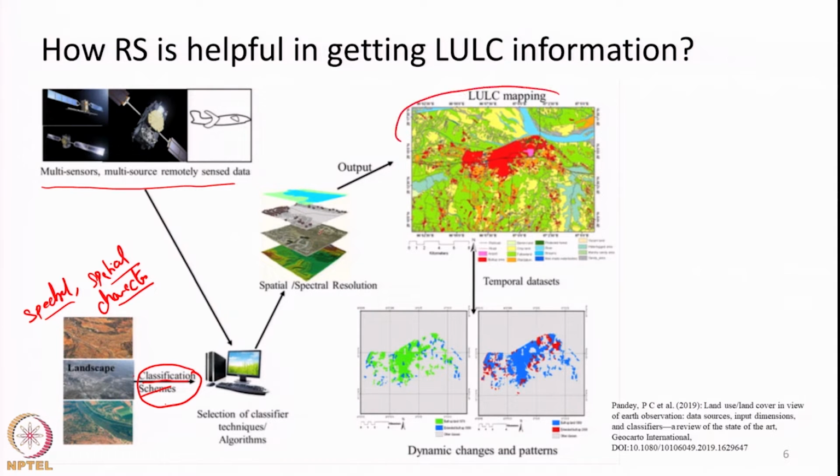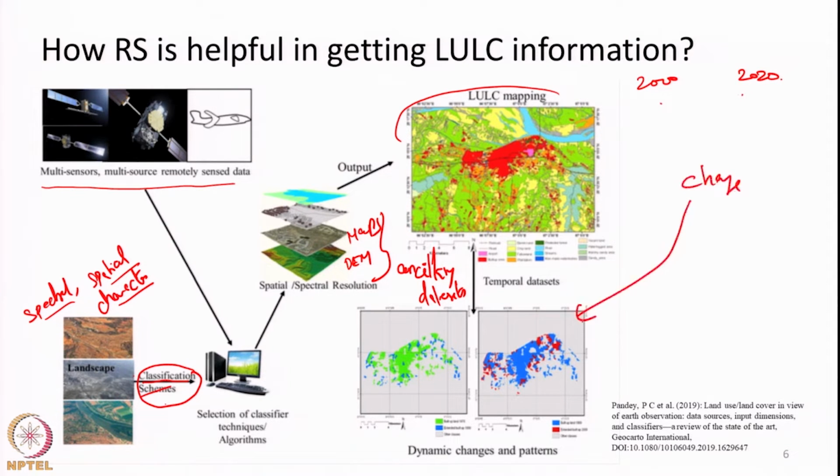Okay. We use not only satellite images; we can use digital elevation models, other existing maps and so on. These are called ancillary data sets. Apart from satellite images, anything else we use we call ancillary data sets. So, we get the LULC map. Let us say I have a LULC map for the year 2000 and now I have a LULC map for the year 2020. If I compare them and produce a change map, that is what is depicted here. So, temporal change analysis, dynamic change, this can be done.